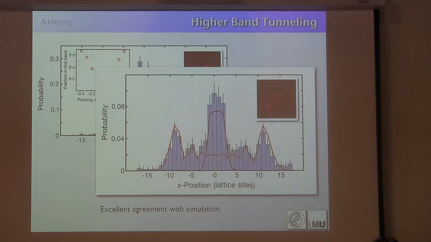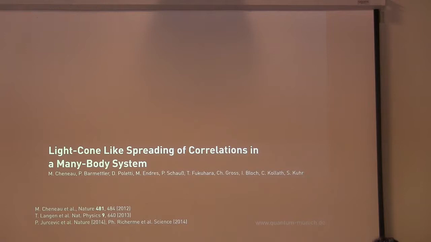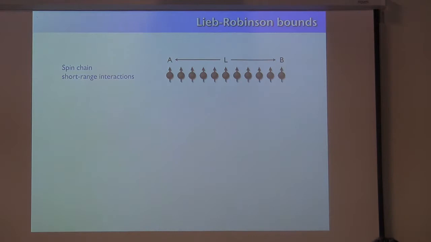Now, one thing I want to come to that Ima mentioned already was this light cone spreading that we can now look at in a more interesting scenario of interacting particles and look at the dynamics we can expect there. So let me introduce this concept of light cones. Imagine we have a system with short-range interactions, maybe a spin system or atoms on the lattice, Bose-Hubbard or Fermi-Hubbard model, doesn't matter really for now. In this case, we did it with the bosonic spin chain.